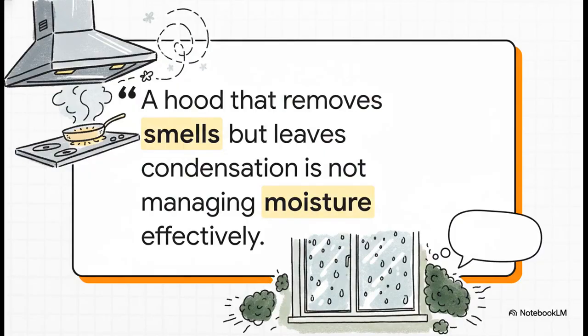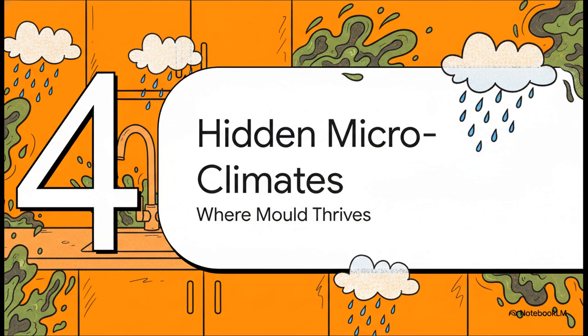And this quote just hits the nail on the head. If your hood makes the kitchen smell better but the windows are still streaming with condensation, then the moisture problem is not being solved. The number one job of a hood isn't getting rid of smells, it's getting rid of moisture. So because that damp air is just being pushed around the room instead of being removed, it gets trapped. It finds little pockets in your kitchen and creates these hidden microclimates. These are small, isolated areas that stay cool and damp, and they are basically a 5-star all-inclusive resort for mold to check in and thrive.